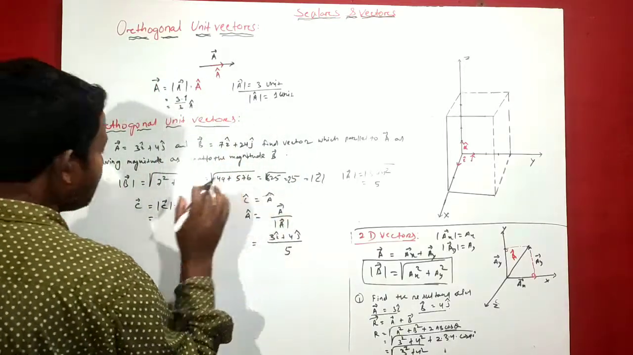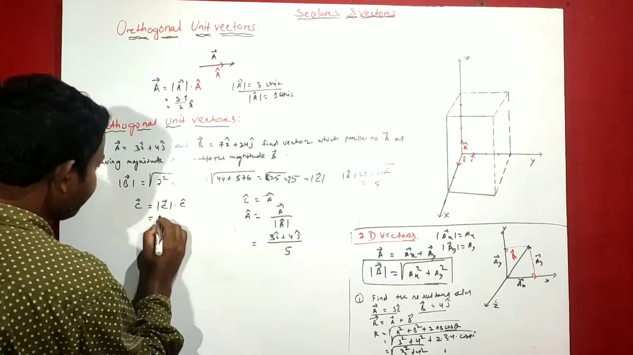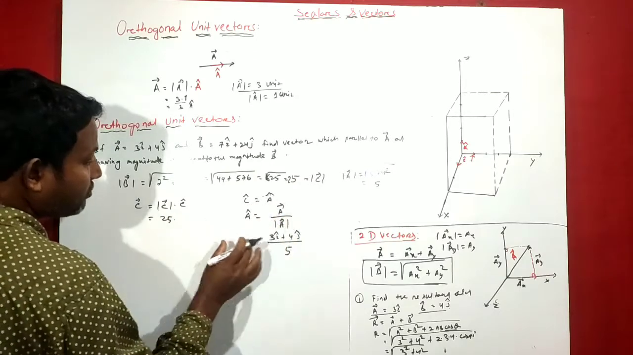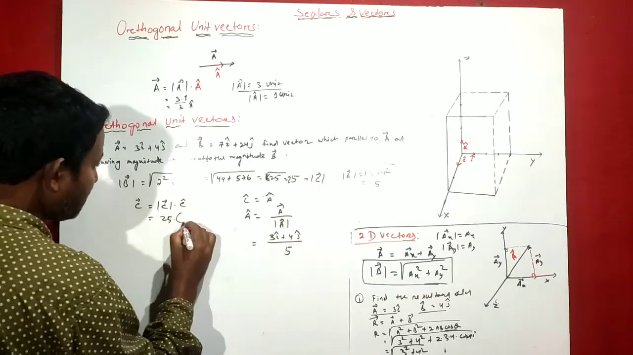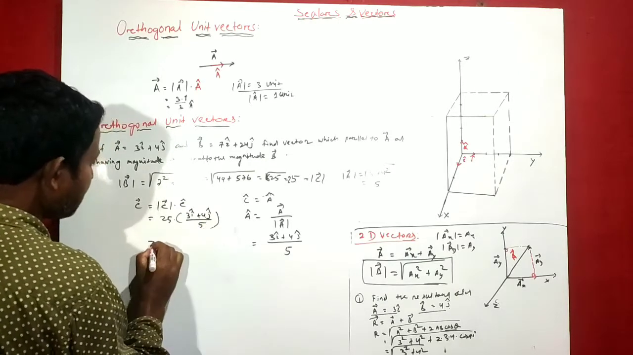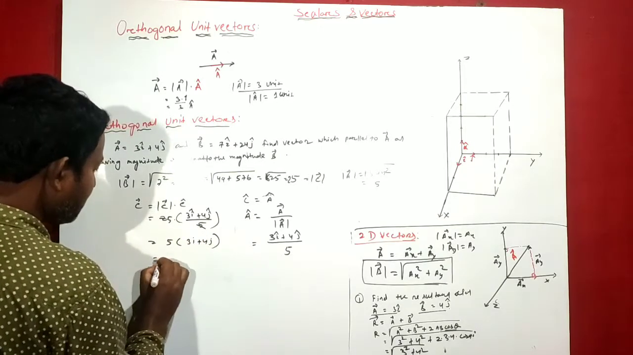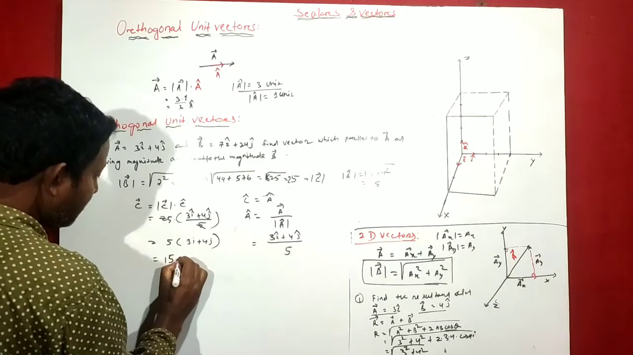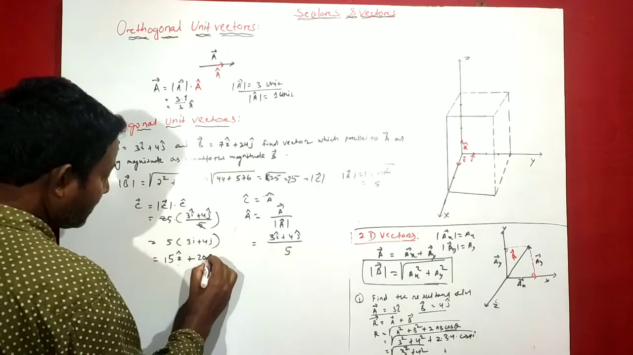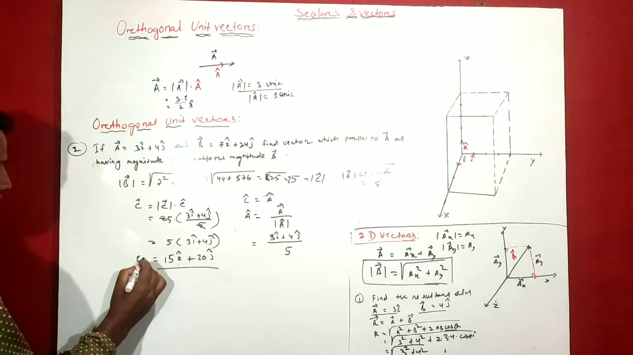So putting in the value of the magnitude of C and C cap, which is A cap: C is equal to 25 into C cap, which is 3 I cap plus 4 J cap by 5. We can cancel, so 5 into 3 I cap plus 4 J cap, that is 15 I cap plus 20 J cap. This is our required vector, which is C.